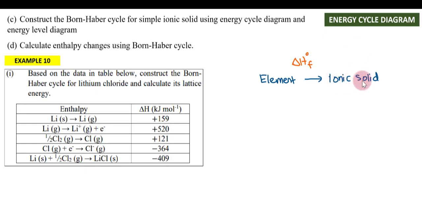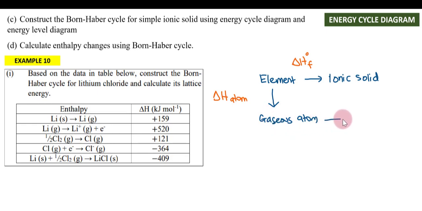I always start with this first. Our ionic solid comes from elements, and then from the elements, we are going to change it into gaseous atoms. If you notice here, the change from the elements to the gaseous atoms is the enthalpy of atomization. If you still remember the definition, it is the heat absorbed when 1 mole of gaseous atoms is formed from its element.